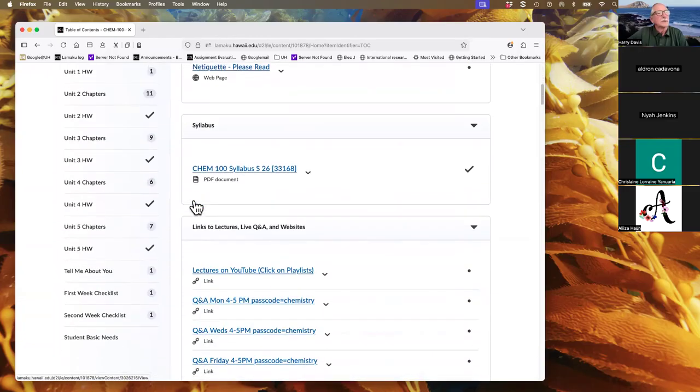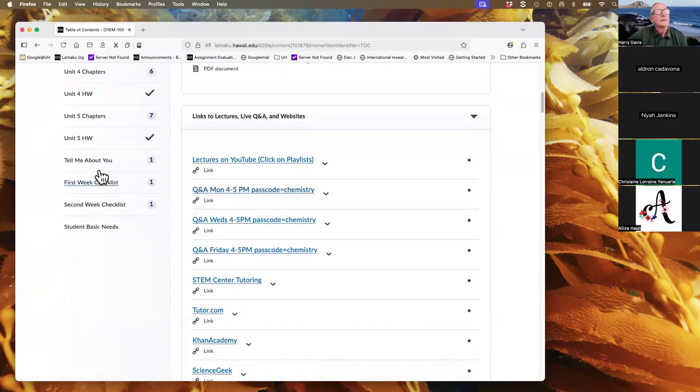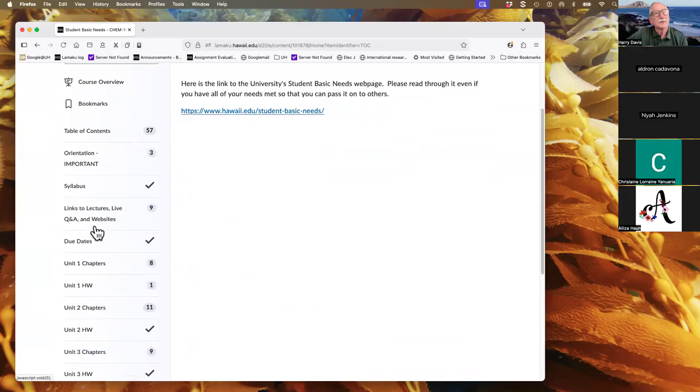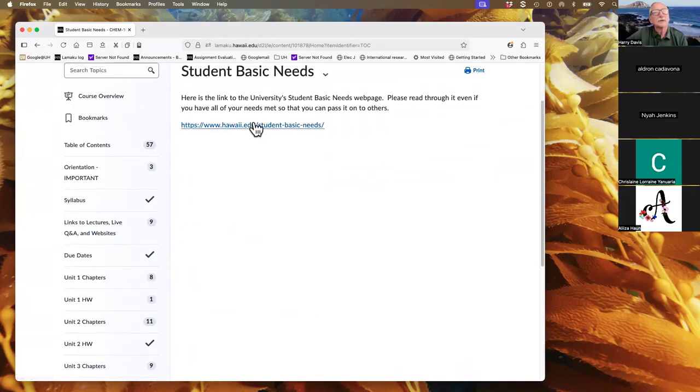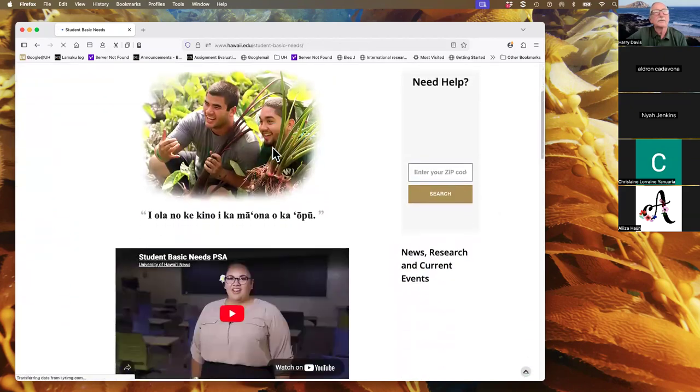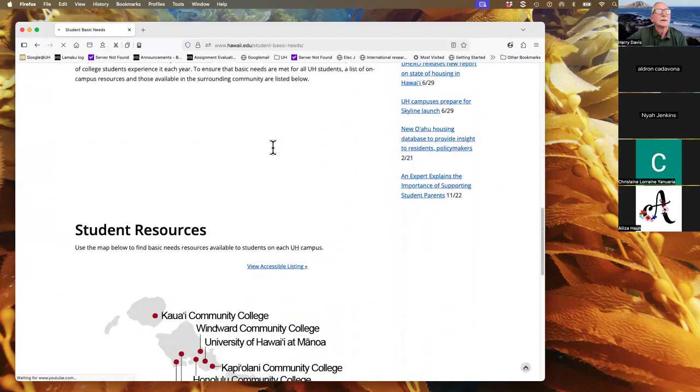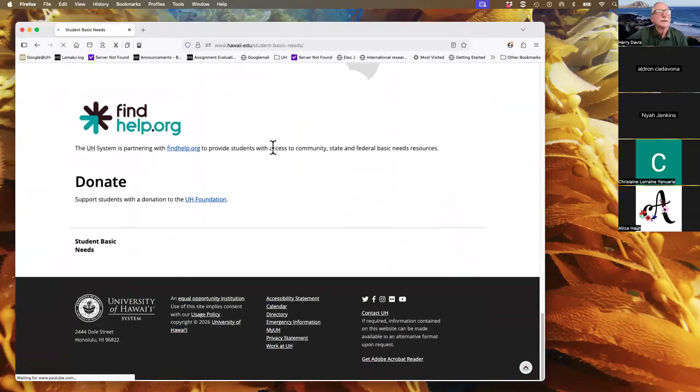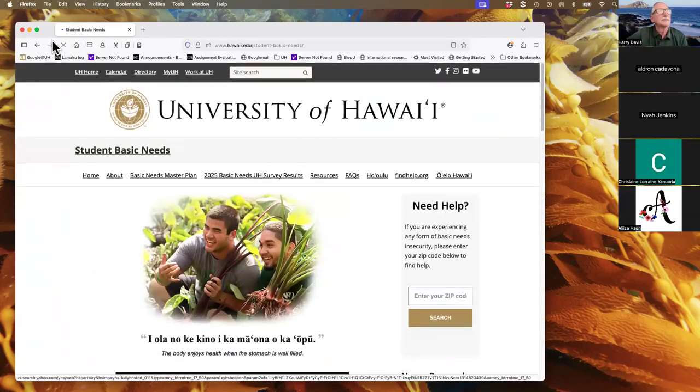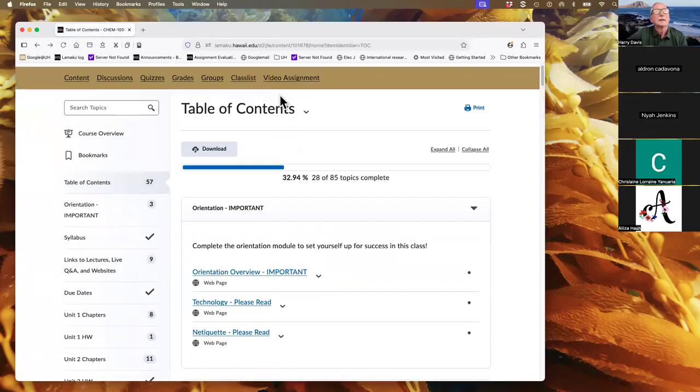So what else do we have over here? Here's a survey I'll tell you about later. I'll send you an email. The checklist for the first week, second week. This is basic student needs, which are some links to places that may provide you some support from the university. Maybe you don't need it. Maybe you do. I don't know. Impossible to know. Okay.